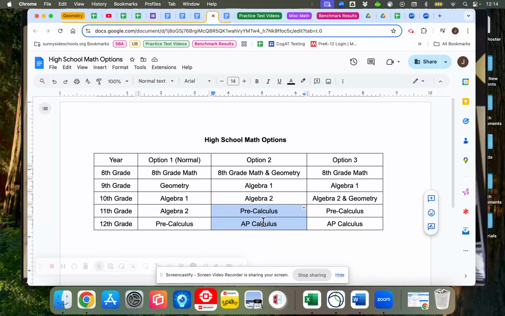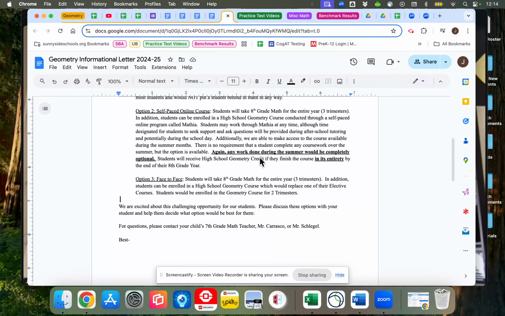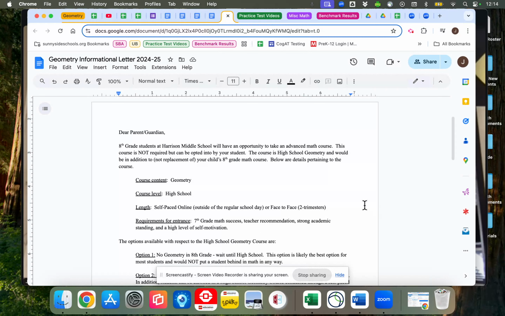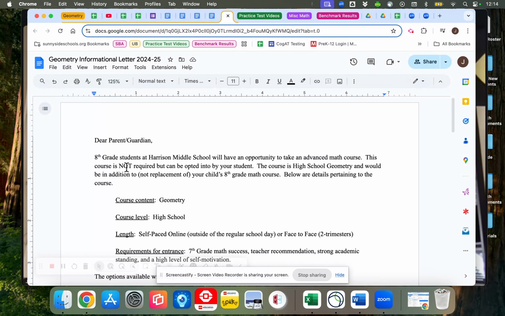If you are a person that is deciding, hey, I really want to get to these advanced math classes in high school, and so I want to take geometry in 8th grade, there are a couple options with respect to how to do that, and I'm going to read through this letter with you so that we can make sure that we understand what all of the options are.